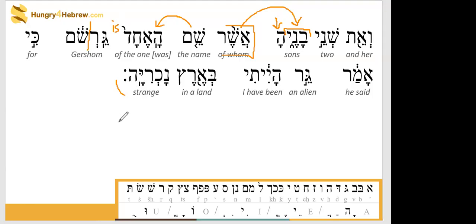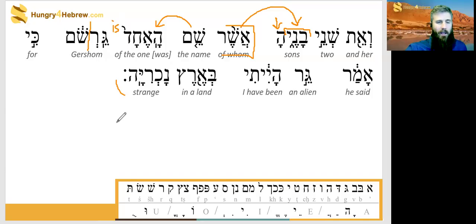A stranger. A sojourner, a foreigner in a foreign land, living permanently, or at least more or less permanently. I guess 40 years is pretty permanent. And Shom seems to be referring to Sham. What is Sham?